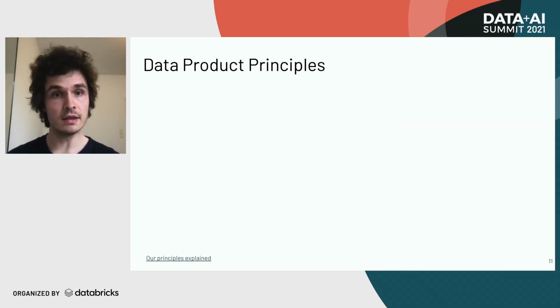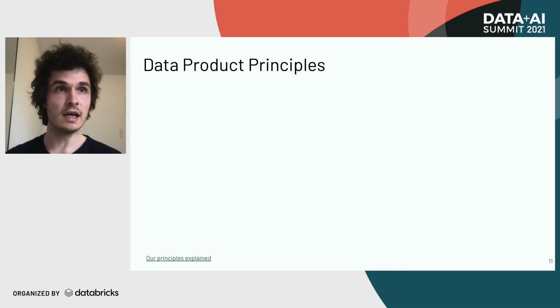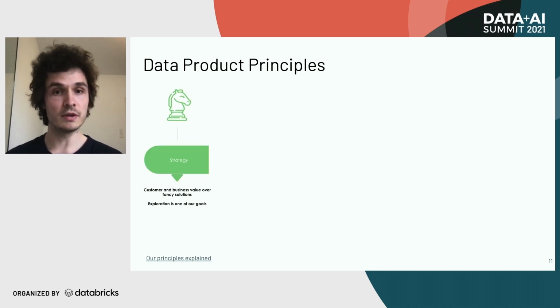And to stay aligned across the different projects and teams, we agreed on a set of principles to guide our work. We split them into 6 different pillars. The first one is the strategy. And this is how do we prioritize our work? For example, we favor business value over state-of-the-art models.